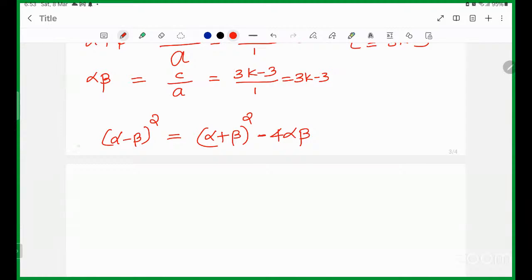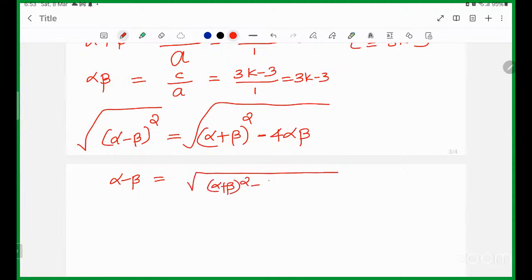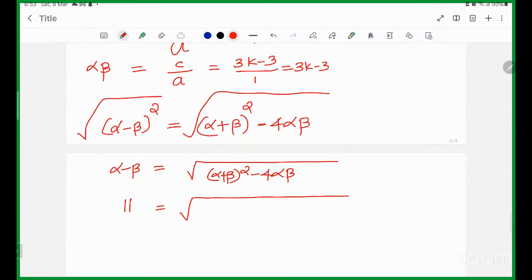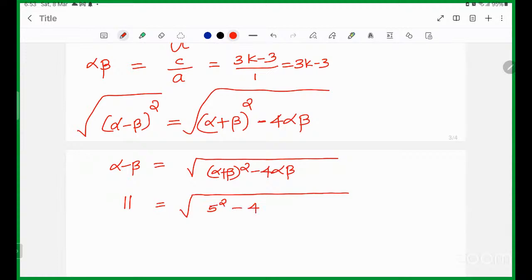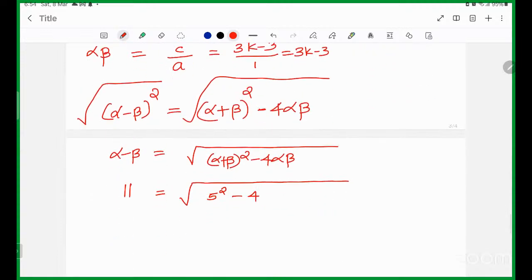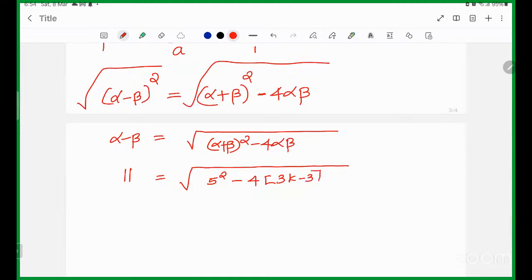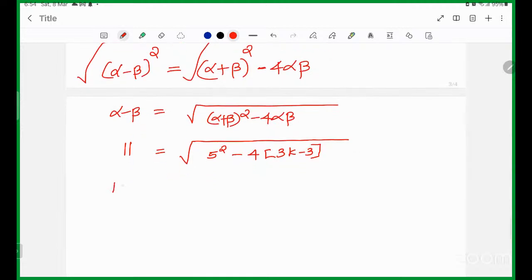सो दोनों साइड में रूट किया तो क्या आएगा? अल्फा प्लस बीटा द होल स्क्वायर minus 4 अल्फा बीटा. इधर सब्स्टिट्यूट करके देखो. अल्फा माइनस बीटा 11 है ना, 11 पुट किया. अल्फा प्लस बीटा 5 है, सो 5 का स्क्वायर minus 4 इंटू अल्फा इंटू बीटा, जो है 3k minus 3. सो दोनों साइड में स्क्वायर किया तो 11 का स्क्वायर 121 आएगा. इधर 5 स्क्वायर मतलब 25 माइनस 4 इंटू 3k, 12k, 4 इंटू 3 माइनस प्लस 12 आएगा.